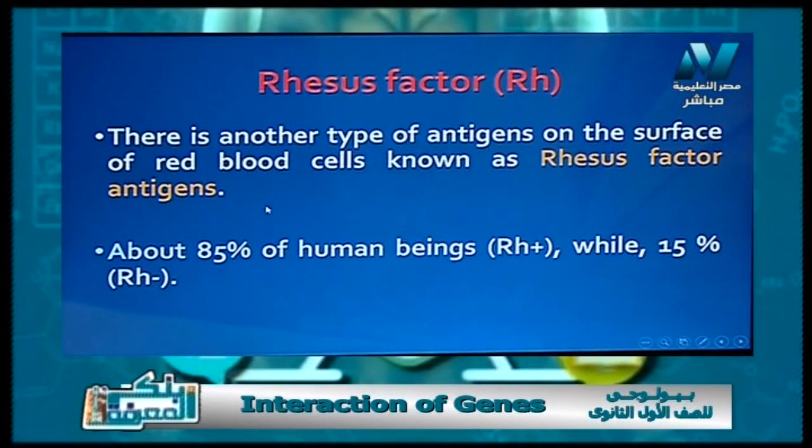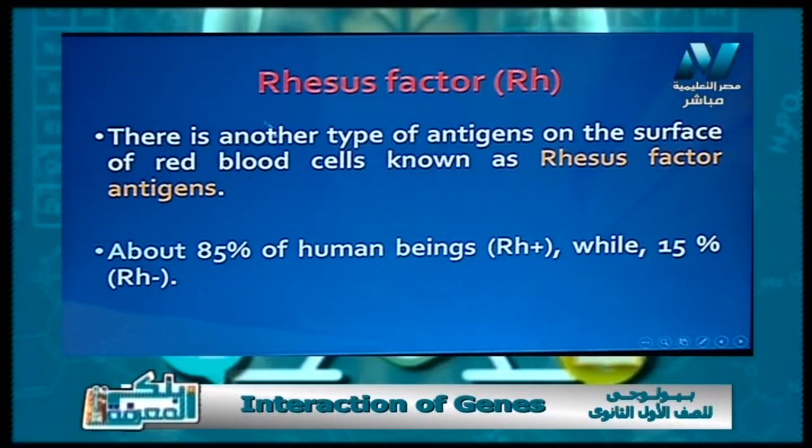Now we come to another part of studying the blood, which is called the rhesus factor. What is the rhesus factor? The rhesus factor is an antigen, another antigen present on the red blood cells, and it was discovered first in a monkey species called rhesus, so we call it the rhesus factor. So there is another type of antigen on the surface of red blood cells known as the rhesus factor.